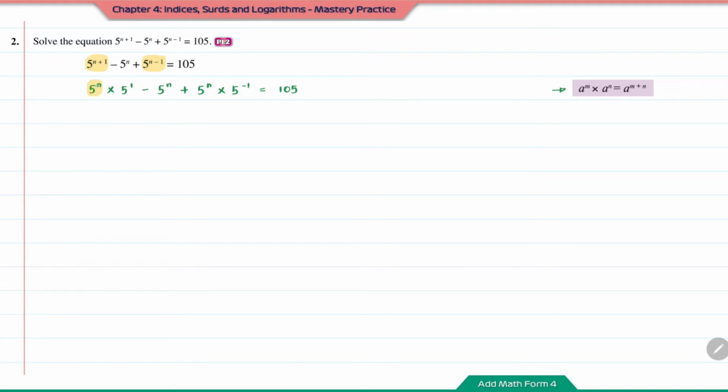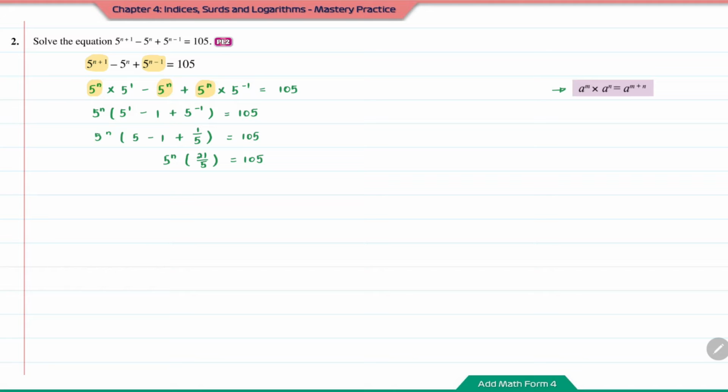So here we're going to have the common factor of 5 to the power of n. So we're going to factorize the left hand side. So in the bracket, you're going to get 5 to the power of 1 minus 1 plus 5 to the power of negative 1. So the bracket here, you're going to get 5 minus 1 plus 1 over 5. So solve for the value inside the bracket, you're going to get 5 to the power of n times 21 over 5.